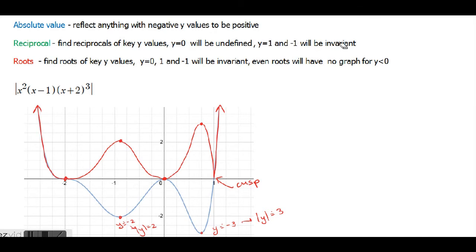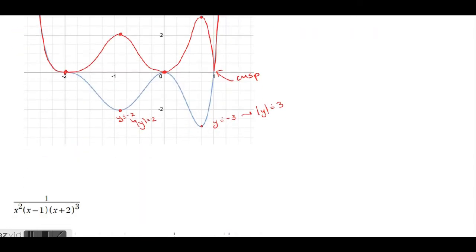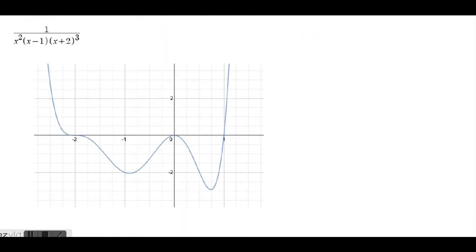So let's try that on the same polynomial. We're going to do a sketch of the reciprocal of it. Let's sketch the invariant points at 1 and -1. Okay, and then reciprocals of the zeros become vertical asymptotes. So there is no graph at these values of x.